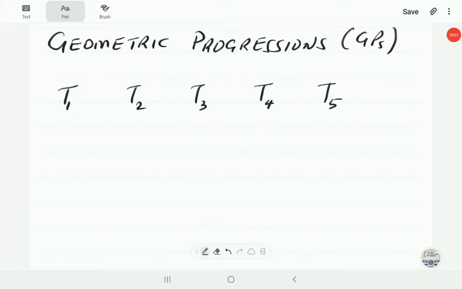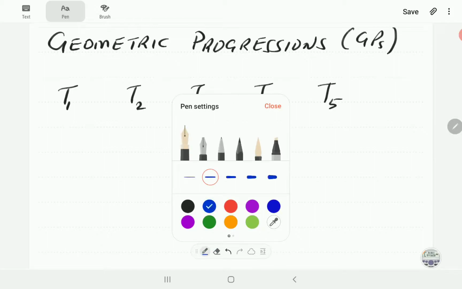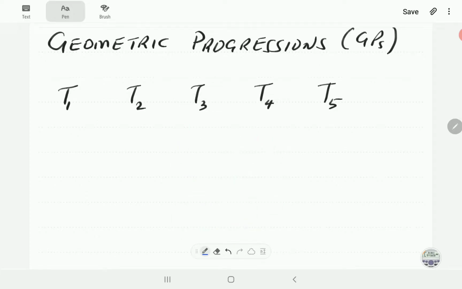All right, in this video, we're going to look at geometric progressions. We've already mentioned earlier that the term progression has the same meaning as a sequence. So these are geometric sequences or geometric progressions.